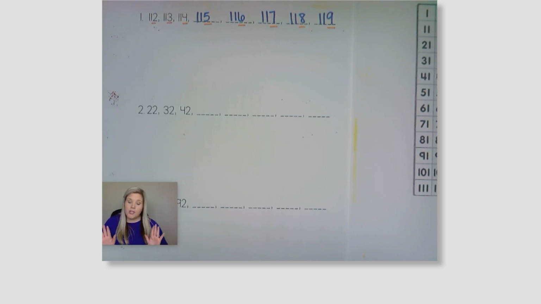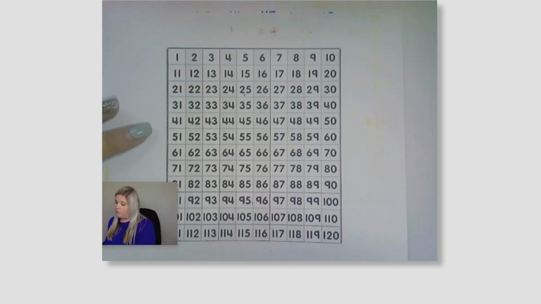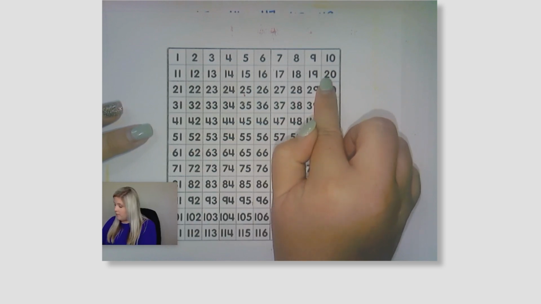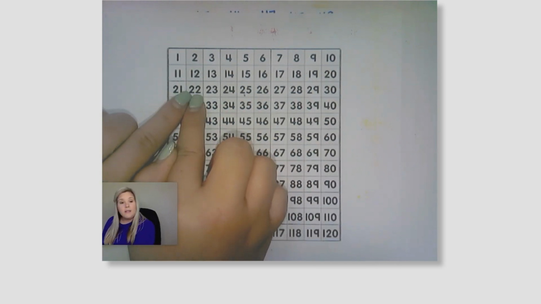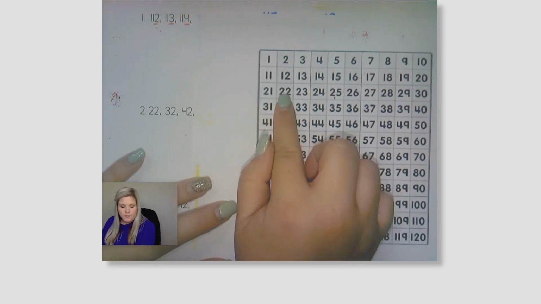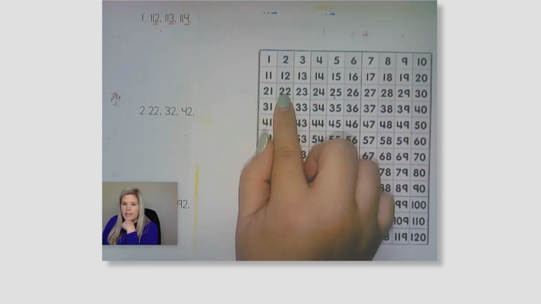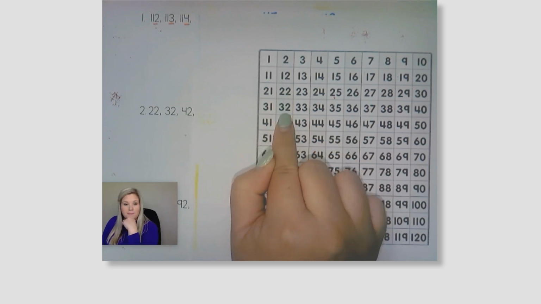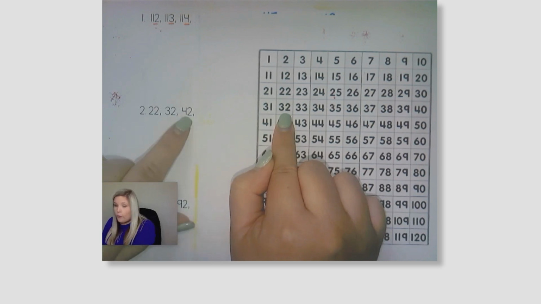Since number 2 starts with 22, that means we need to find the number 22 on our 120 chart first. There's the number 20, 21, 22. So here's the number 22. The next number in my problem, though, is the number 32. So I need to find that next. And then the next number in my problem is the number 42. So I need to find that now.